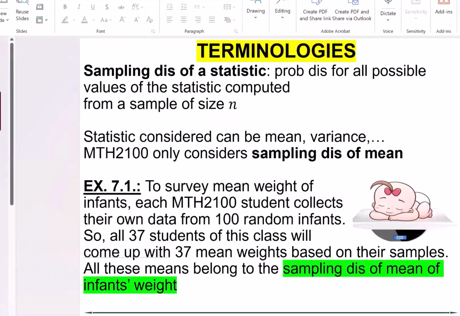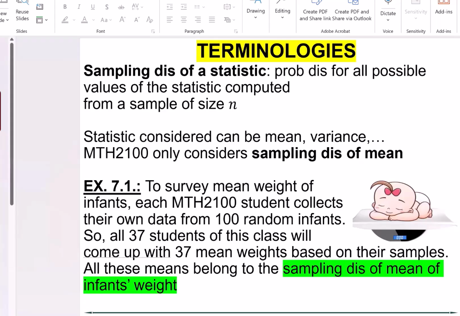First, let's look at some terminologies. We have a new terminology, sampling distribution of a statistic. So what is the sampling distribution of a statistic? It is the probability distribution for all possible values of a statistic computed from a sample of size n.